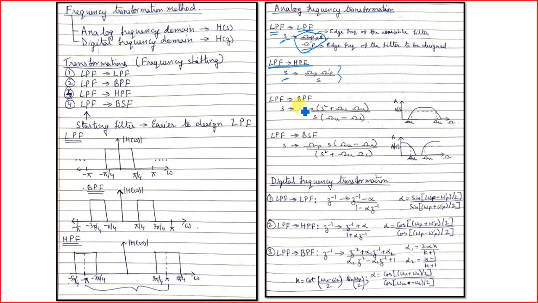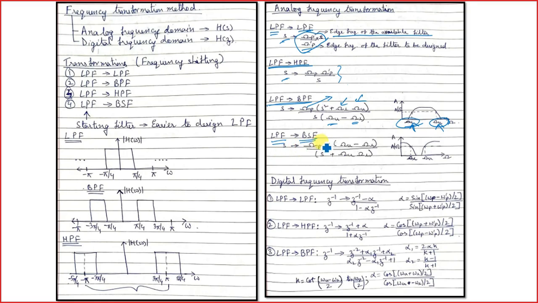Then low pass filter to band pass filter: S is replaced with omega p multiplied by S square plus omega L omega u, where omega p is the edge frequency of the available filter, and omega L and omega u are the cutoff frequencies of the band pass filter. This is divided by S multiplied by omega u minus omega L. Then we can have low pass filter to band stop filter.